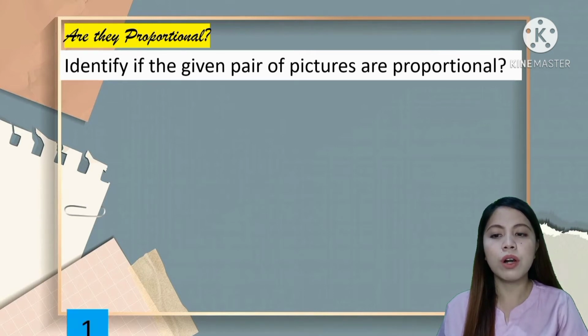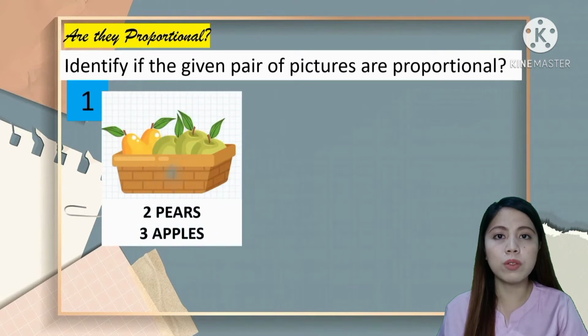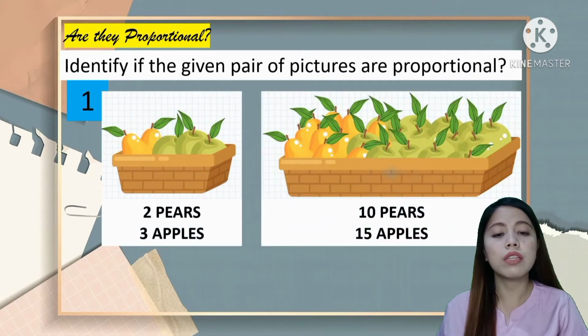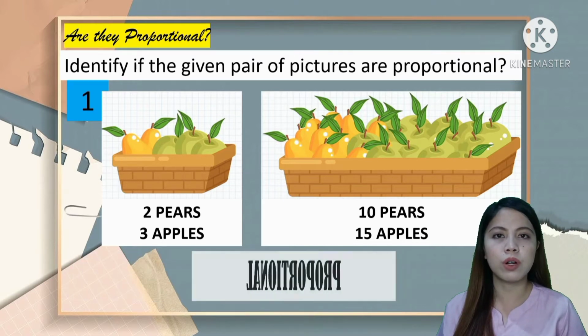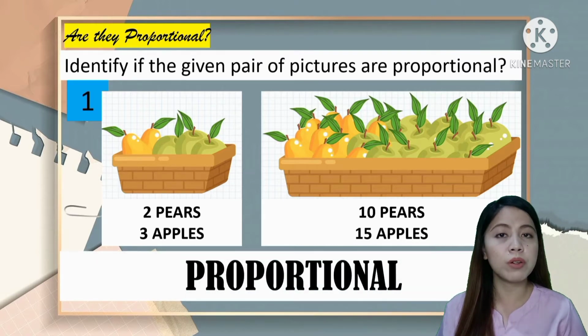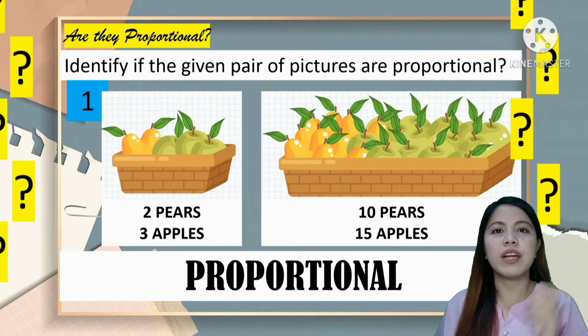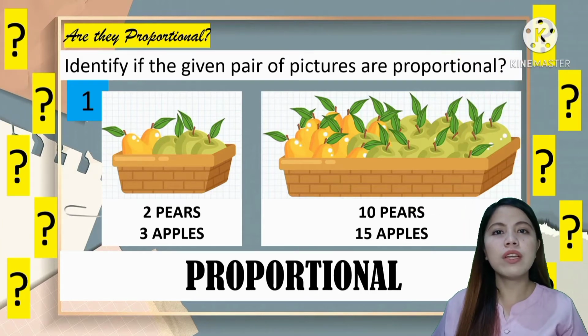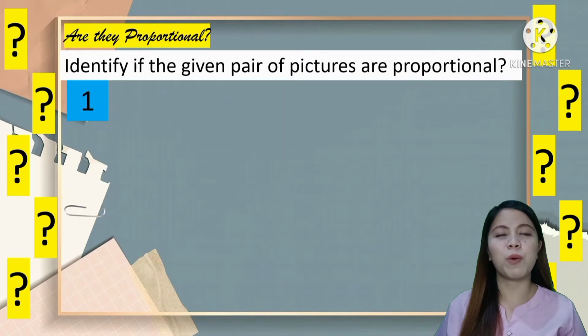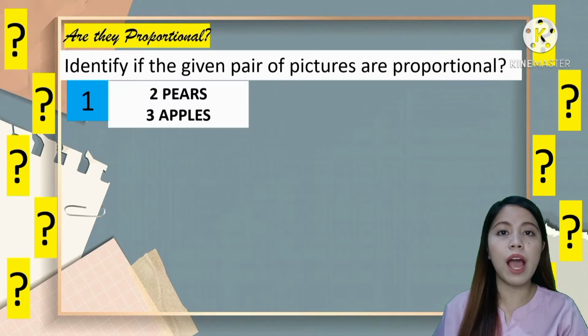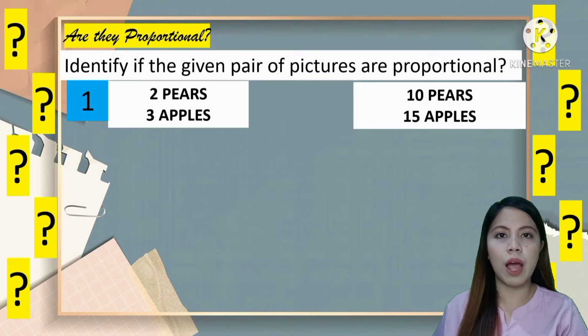The first picture represents 2 pears and 3 apples, and the second picture represents 10 pears and 15 apples. Are they proportional? That's right. They are proportional. Who can explain why they are proportional? Yes, very good. You explained it well. We can determine if the ratios are proportional by using cross multiplication property. Let us try. We have the given 2 pears and 3 apples and 10 pears and 15 apples. Let us convert them into ratio.